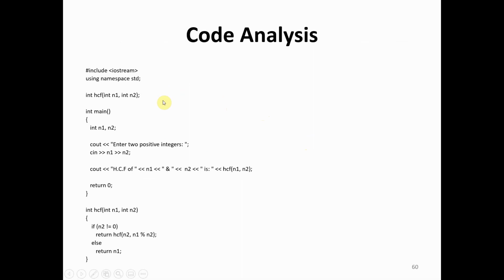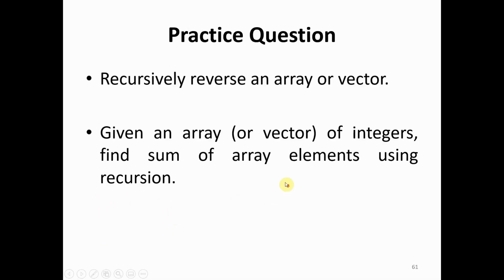I have another code analysis question. We already did this. This is basically the Euclidean algorithm for finding the GCD, greatest common divisor or highest common factor. This basically shows the Euclidean algorithm to find the GCD. I have two practice questions for you.